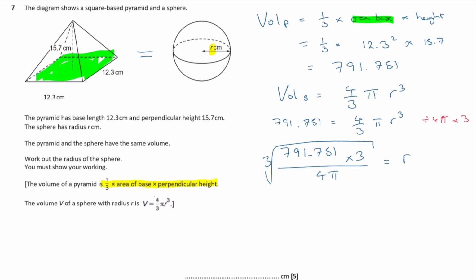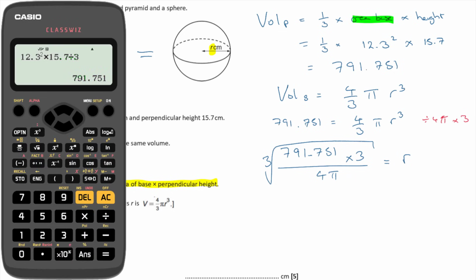Right, so let's type that in. So I'm going to use the root sign first. So cube root, shift, there it is. Shift cube root, and then I'm going to use the fraction key. 791, well, that's actually my answer, so I'm just going to press answer, times by 3, and on the bottom I'm going to have 4 pi. Okay, what's that then?